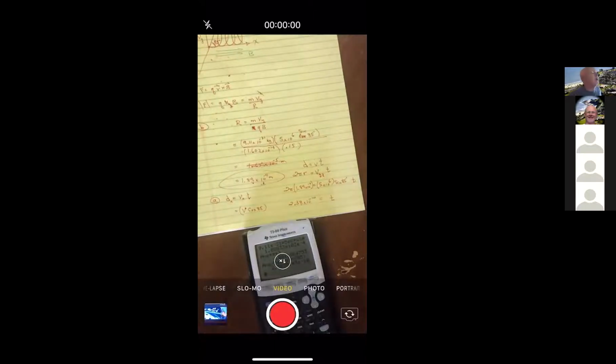Wonder if your author calculates that. No, he doesn't calculate the time. He gives a little formula for it, but he doesn't give a number.